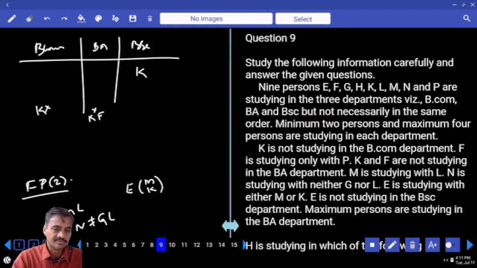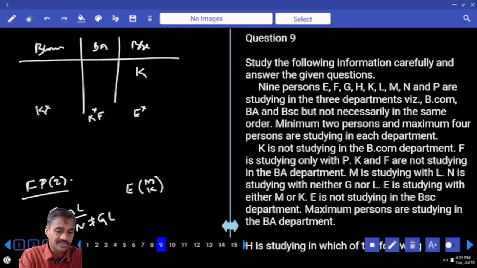Then that means E is studying with either M or K. E is not studying in the BSc, so E cannot be here. As E cannot be here and E is not studying with K, E must be studying with M. Hence E, M and L must be together in one department.